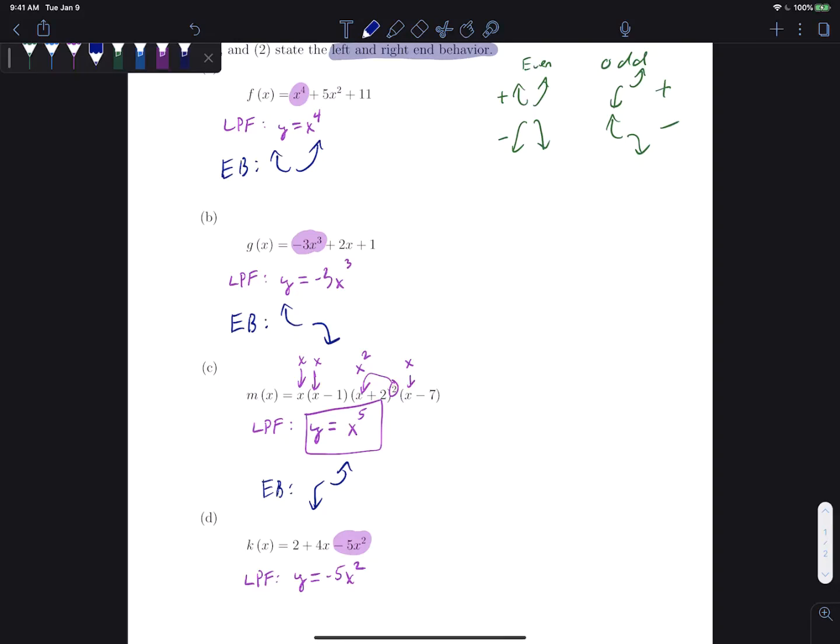And letter D, we have y equals negative 5x squared. The degree is 2, so we're looking at evens. The coefficient is negative, so we're looking at this one. So for the end behavior, we are going down to the left and down to the right.